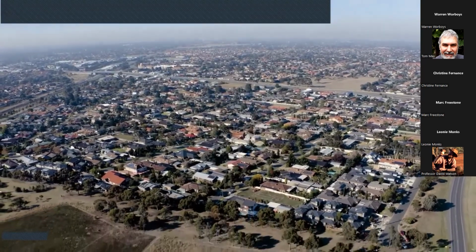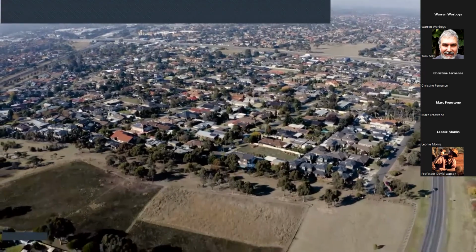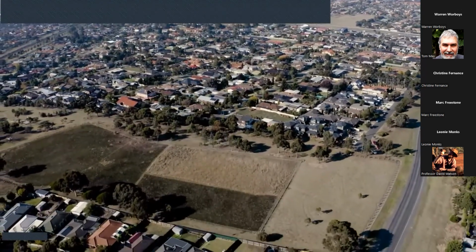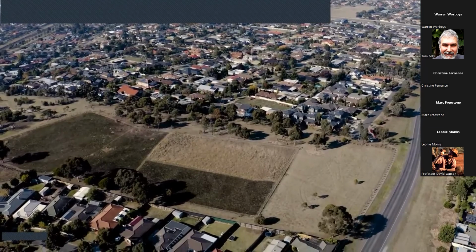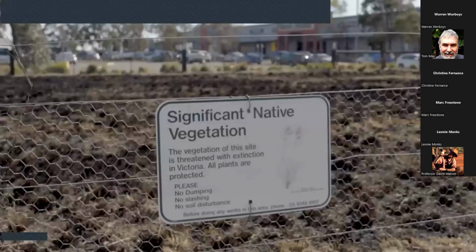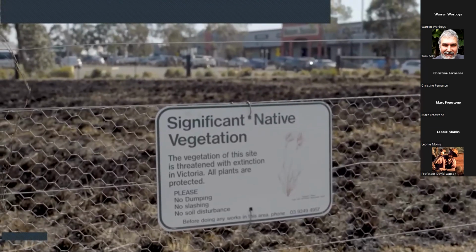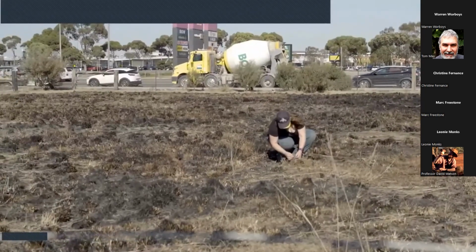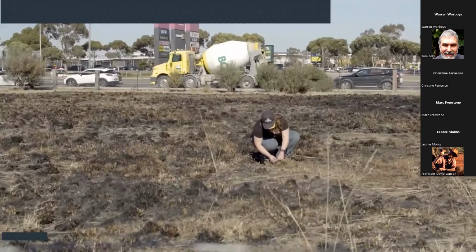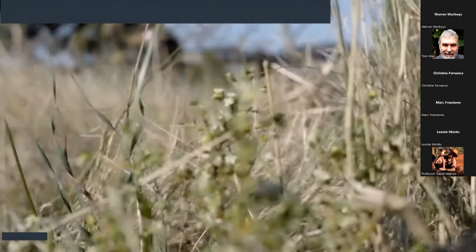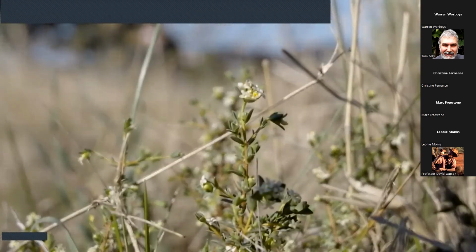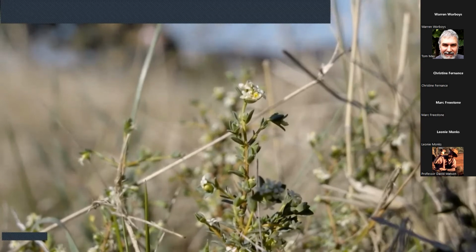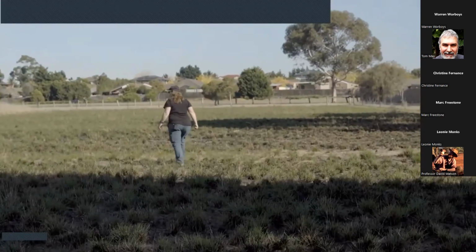With developments only set to increase around Australia, mitigation translocations will become more frequent. But the vast majority of mitigation translocations still only require monitoring for the life of the project, and sometimes less, which is not enough. The Pimelea spinescens story represents one of the best examples of mitigation in the country.